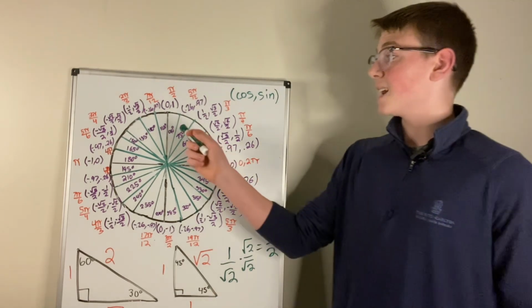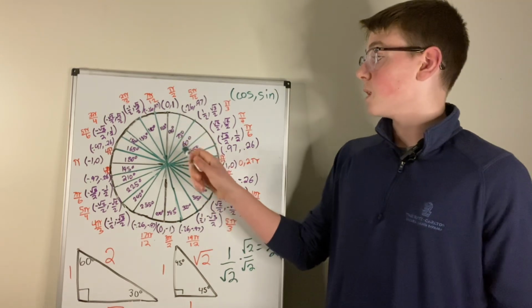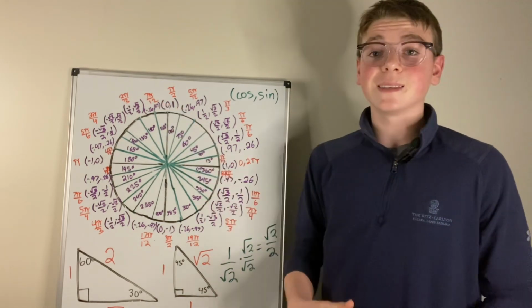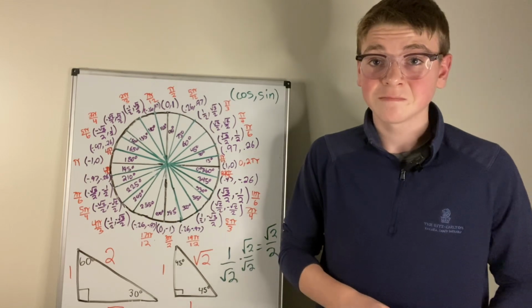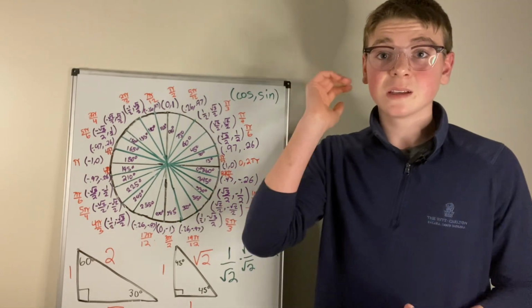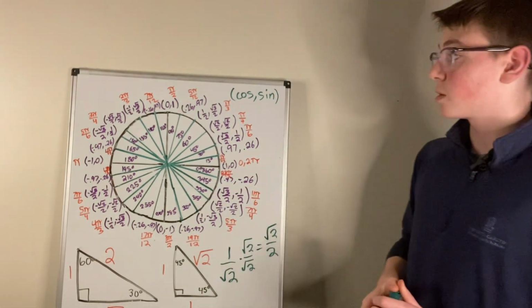Then we get to 90 degrees, which is straight up, and that is 0, comma, 1. You're just on the y-axis, top of the unit circle. 0, 1.